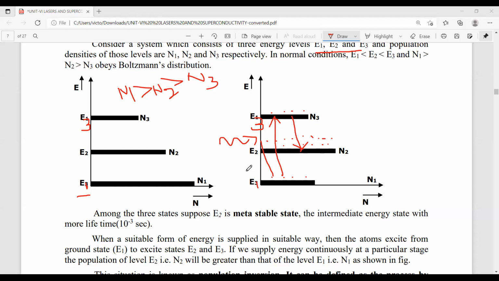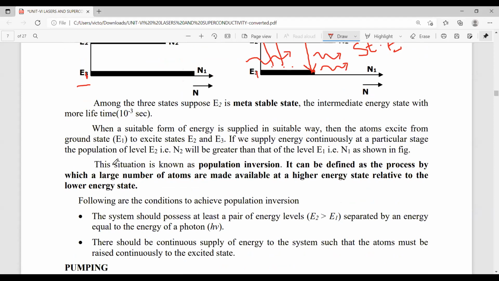So in this case, when we give some external energy here, the atoms at the metastable state move downward. And here, for every 1 photon of energy, they emit 2 photons of energy. But here only 1 photon of energy is emitted. That means here the radiations are nothing but ordinary light. Here the radiations are nothing but laser light, because here the process is stimulated emission. Here the process is the spontaneous emission process.